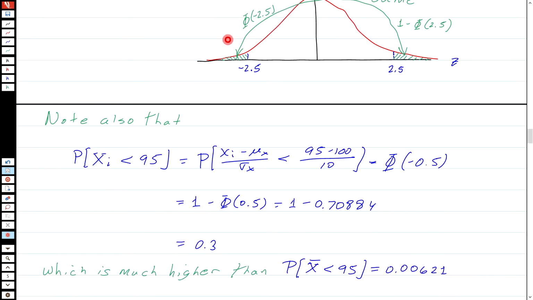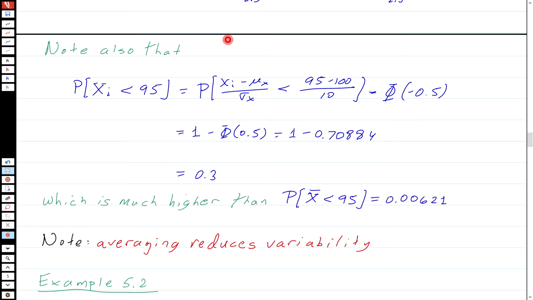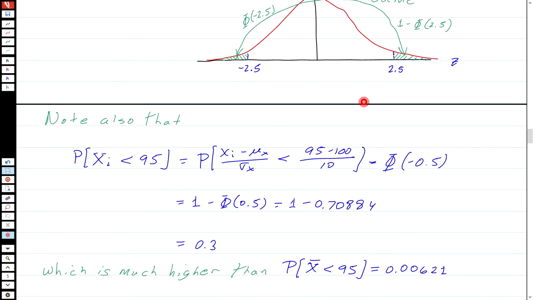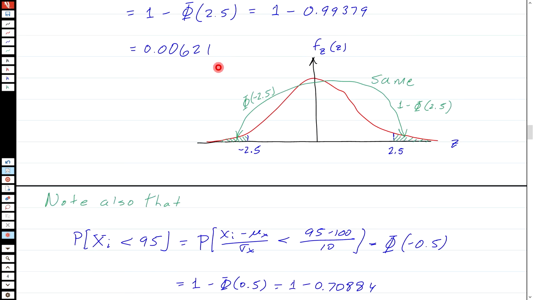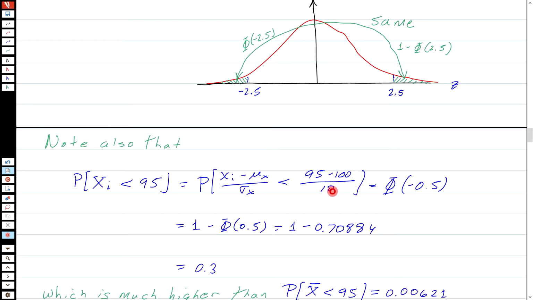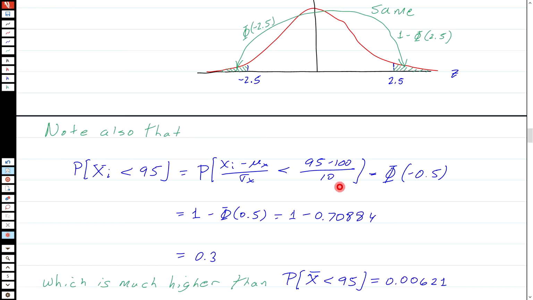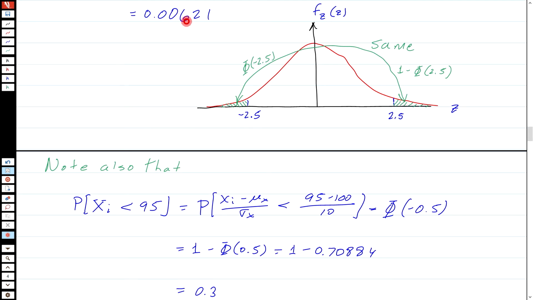Okay, just to emphasize that: in other words, averaging reduces variability. This one had a standard deviation of 10, whereas this one has a standard deviation of 10 divided by root 25, which is 5, so it's 2. So this one has a standard deviation which is 5 times smaller than the individual variability. And that leads to this much smaller probability that we're less than 95 ohms.